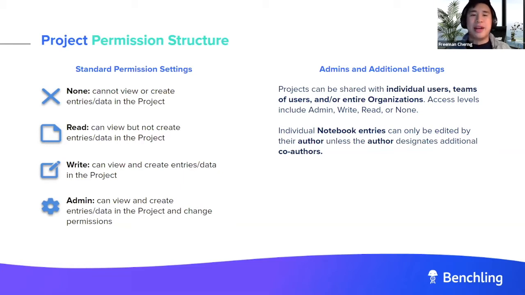Another concept that rounds out this topic is per entry permissions, or authorship. Essentially, when a user creates a notebook entry, they are by default the author of that entry, and thus they're the only user that can edit their created entry. I'll be showing later on how to add a collaborator as a co-author in a notebook entry, which will allow them to make changes to a colleague's notebook entry.